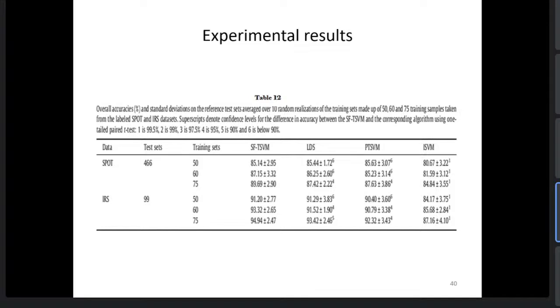Then for the successive filtering, one thing I have to discuss is the confidence level. You see the superscript values here, 1, 6, 6. Actually 1 indicates 99.5%, that is confidence level 1. 2 is 99%, which means confidence level 2.